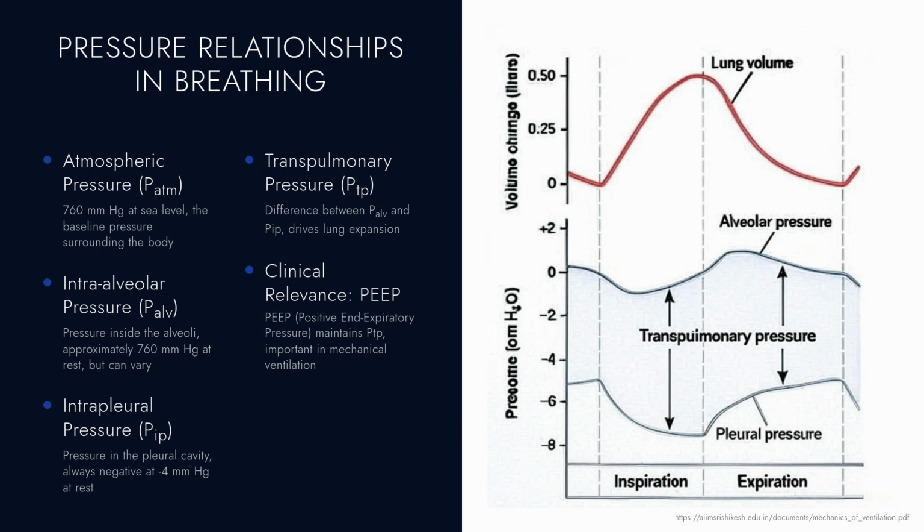Intrapleural pressure stays negative due to lung recoil versus chest wall expansion, preventing collapse. Transpulmonary pressure is the difference driving lung inflation. In critical care, positive end expiratory pressure, PEEP, on ventilators maintains transpulmonary pressure, keeping alveoli open in conditions like ARDS, crucial for oxygenation.